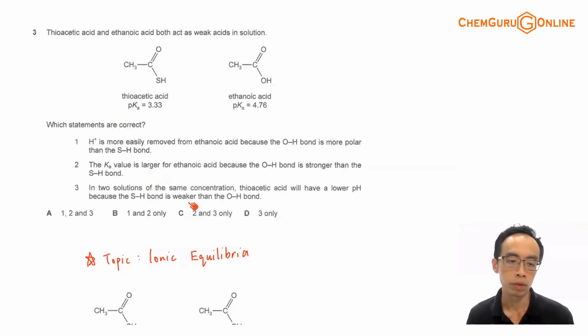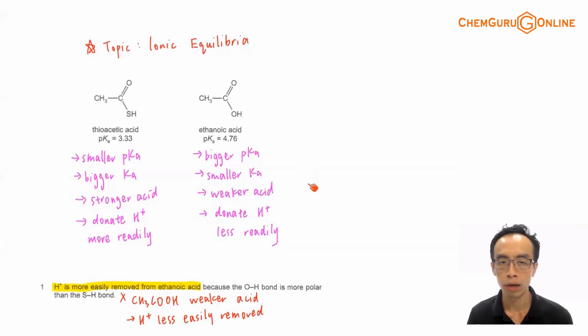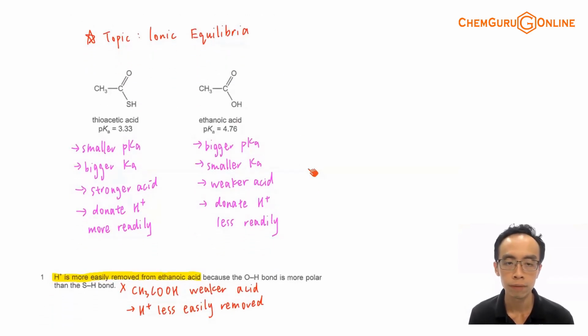For each of these statements, we want to decide which is the correct statement. The topic tested in this question, since it is comparing pKa values and comparing acidity, is related to ionic equilibria. And as mentioned previously, I expect the first acid, thioacetic acid, since it has a smaller pKa value, to have a larger Ka value. It is a stronger acid, and will be able to dissociate to give me more H+. Whereas if I consider ethanoic acid, since it has a bigger pKa value, Ka is smaller, it is a weaker acid, and it will donate H+ less readily.